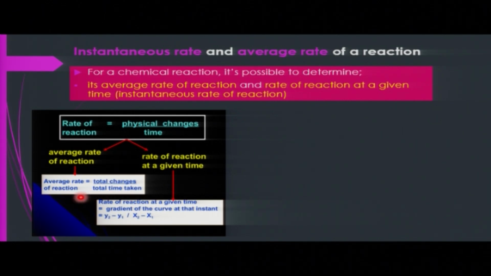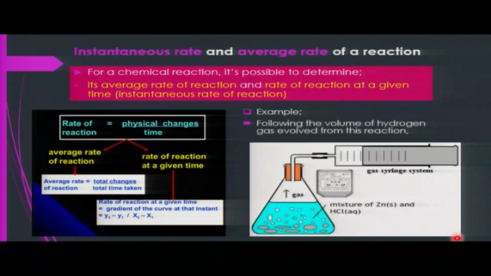Average rate basically is just the total changes that have occurred over total time taken. Whereas instantaneous rate, which is the rate at a given time, you look at the gradient or the slope of that component. Let's use this example to make it much more understandable. We are going to follow up the volume of hydrogen gas produced in the zinc and HCl reaction and come up with the values for the average rate and instantaneous rate, or what we call the rate at a given time.